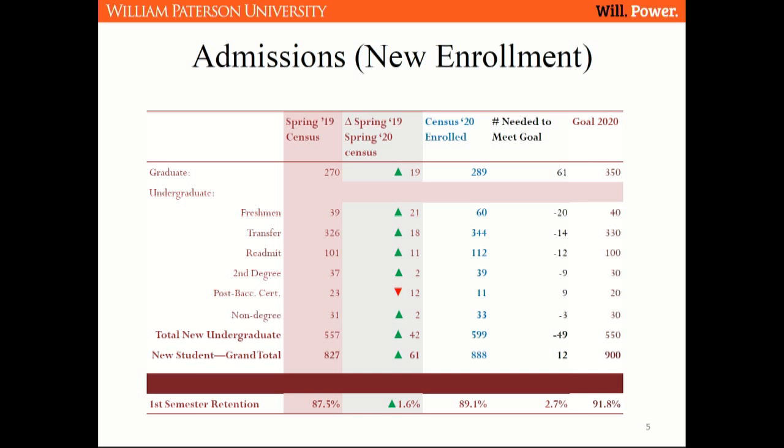Those 12 students will be added to the fall goal, so we actually think that that's reasonable. We think that we can get 12 more students than we had planned for the fall, so we will have met the admissions goal.